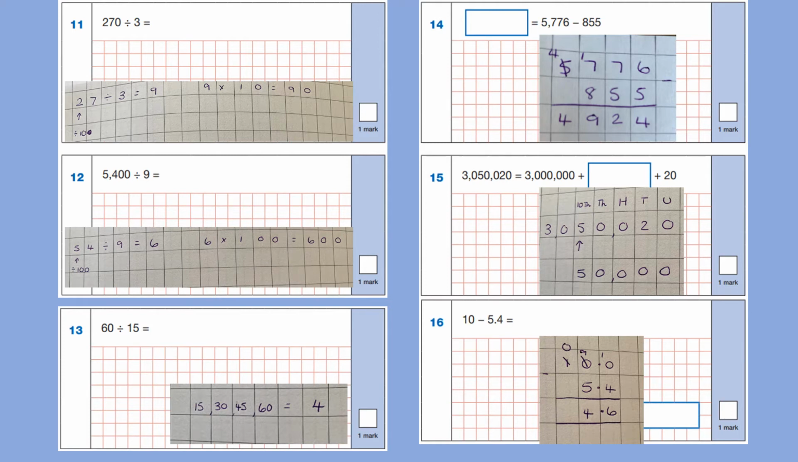And number 16, another decimals one that tends to catch quite a few people out. You must remember that place value is so important. You've got to put your 5 underneath your 0. That means that your units are in the same column for their place value. I've also put a decimal and a 0 as a placeholder just to make the rest of it a bit more clear.